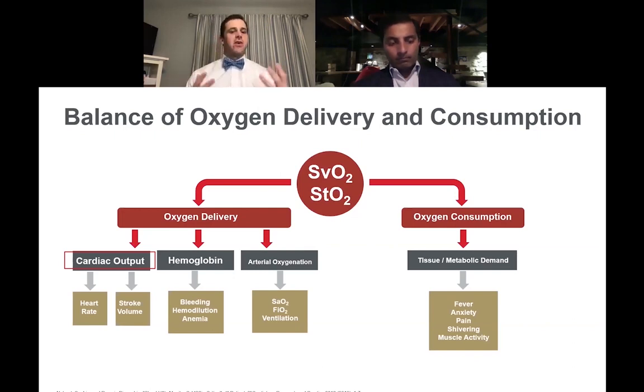Sometimes it's bleeding or the hemoglobin's low. Sometimes it's the actual oxygenation. As a pulmonologist and critical care trained doc, I see that all the time. So as we're thinking through this, we want to be figuring out where the problem is and constantly adjusting our strategy to try to improve tissue level perfusion. Can move to the next slide.